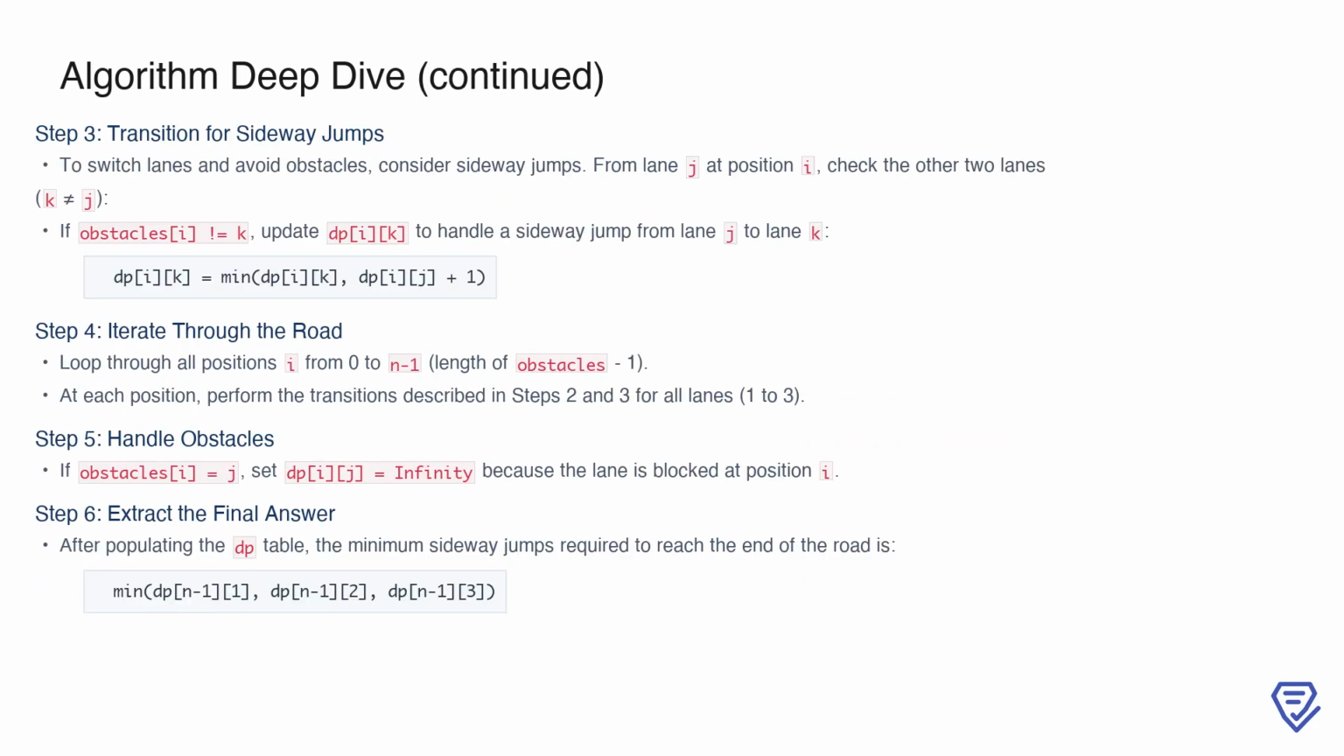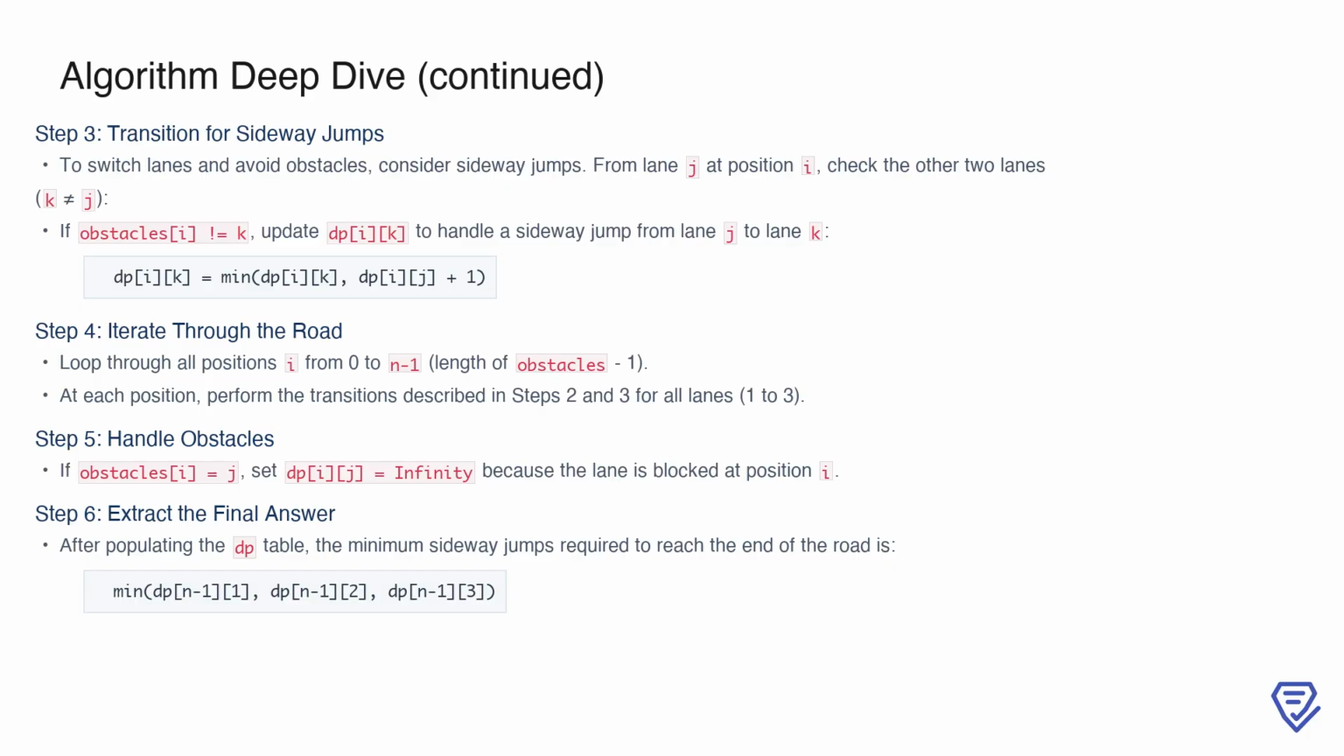Now, when it comes to sideway jumps, we need to consider switching lanes to avoid obstacles. From lane j at position i, we evaluate the other two lanes, say k, to see if they are clear. If there's no obstacle in lane k, we can update the value of dp[i][k] to account for the sideway jump. Specifically, this is done using the formula dp[i][k] equals min(dp[i][k], dp[i][j] + 1). This ensures that we're considering the minimum number of jumps required to transition lanes.